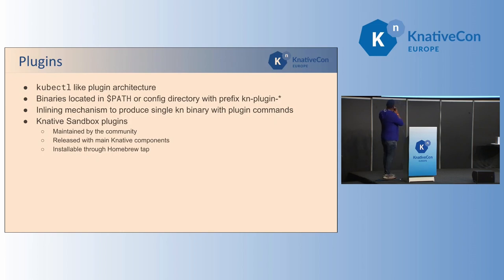Let's move to plugins. kn provides a kubectl-like plugin architecture. You just need to have your plugins with the prefix kn so that kn can understand it. And you can put it in your path or a directory that you can specify in your config directory. With that, kn provides a command structure for how your plugin would be invoked. For example, if you are doing a Kafka source plugin, you would name it kn-source-kafka. So you will have the kn source kafka command available.